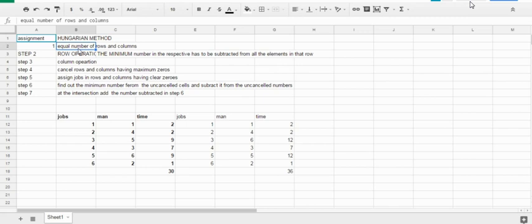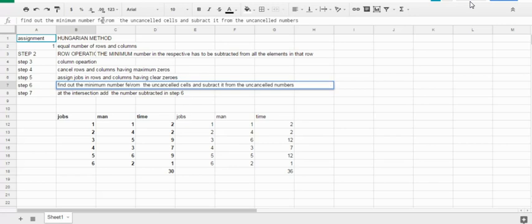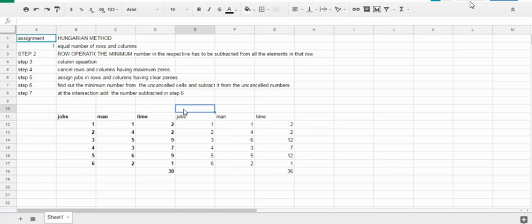Then I cancel rows and columns having maximum zeros. Then I'll assign jobs in rows and columns having clear zeros. After that, if the assignment is not completed, then I have to find out the minimum number from the uncancelled cells and subtract it from the uncancelled numbers. After that, the number which I have subtracted from the uncancelled cells, I'll have to add at the intersection.